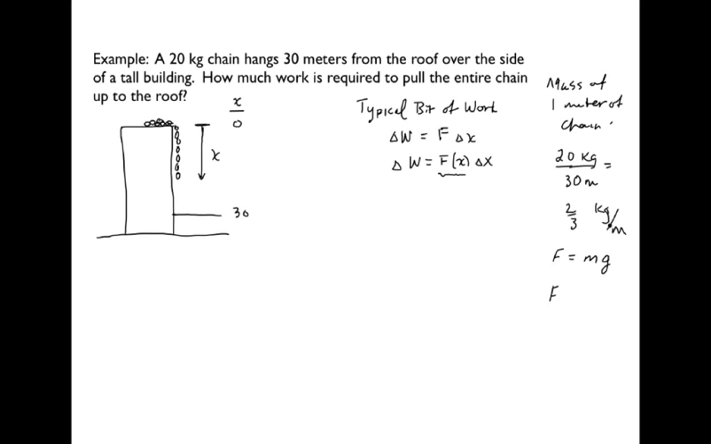So let's get the weight of 1 meter of chain. The weight of 1 meter of chain will be the mass of 1 meter of chain, 2/3, times 9.8. That's the weight of 1 meter of chain, because it's the force associated with 2/3 of a kilogram. So we got the mass of 1 meter, and then the weight, or the force, of 1 meter.